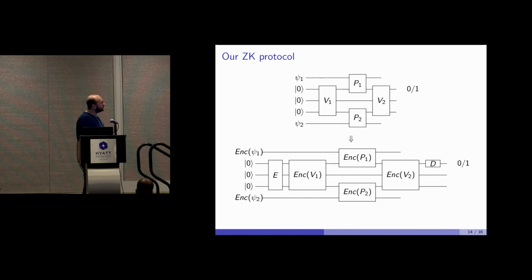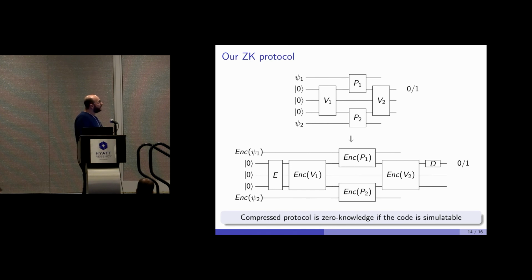And it's not hard to see that if the maximum acceptance probability here is some parameter delta, the maximum acceptance probability here is still delta. And what we show is that if we consider the compressed protocol when this encoding is under a simulatable code, then actually this compressed protocol is a zero knowledge protocol.